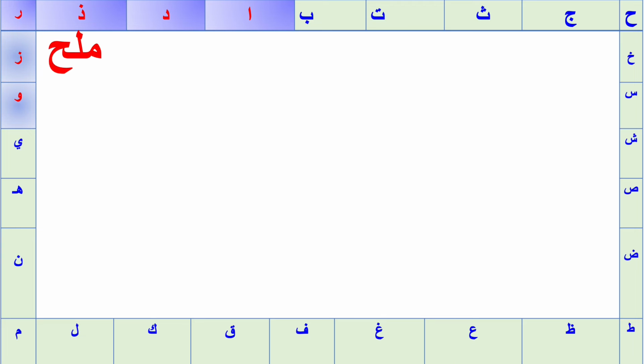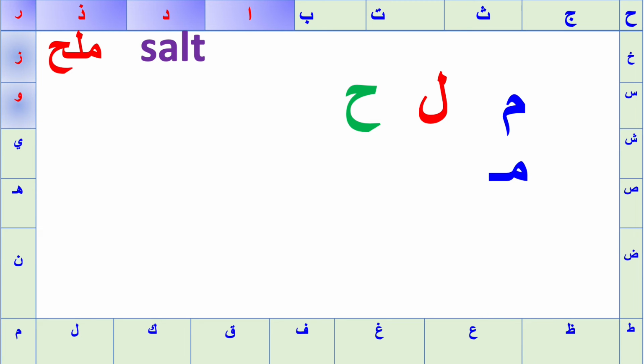The example word we have is the word milh, which stands for salt in English. The component letters are mim, lam, ha. Milh. That's how they connect.